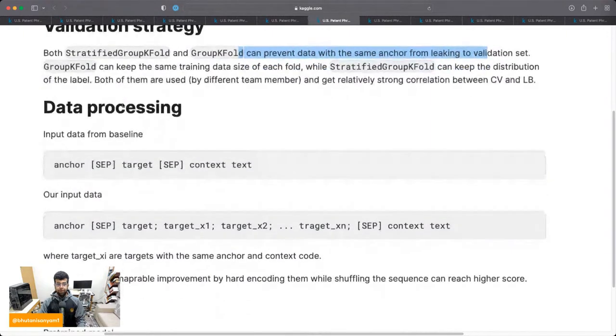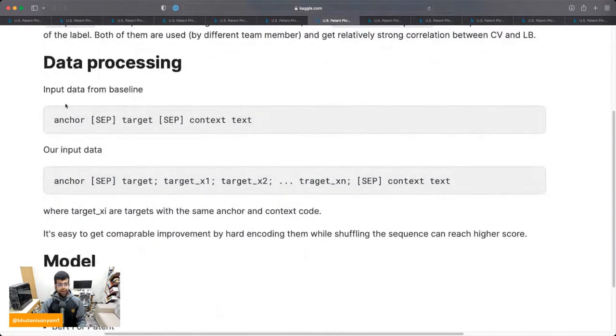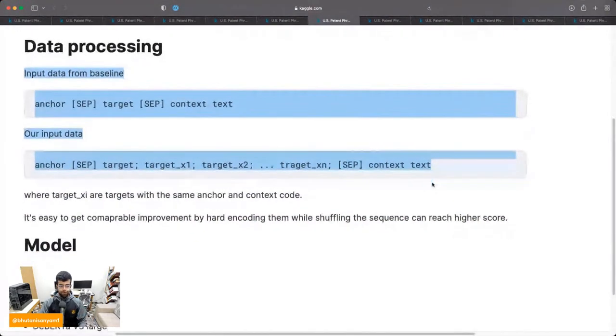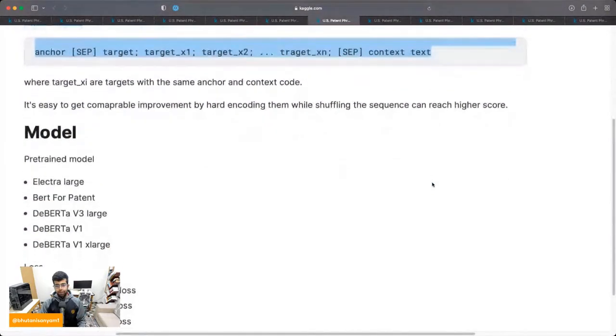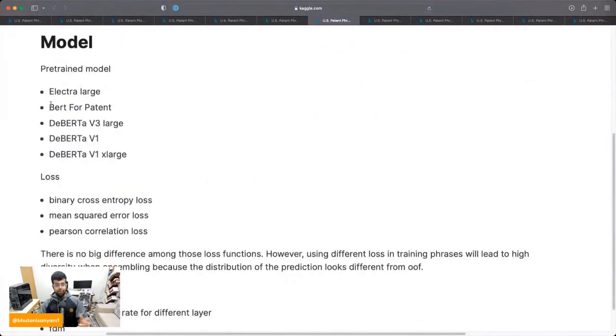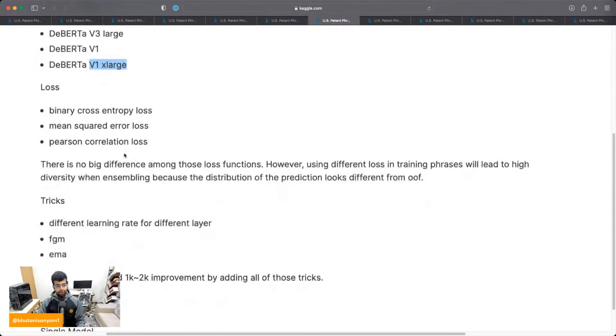And they also spoke about how they had set that up. Here's an example of how they used the magic trick. We've already gone through this. They talk about the models. So this team also used BERT for patents, Electra large, and three Deberta models. The curious thing for me was they used Deberta V1 and V1 XL. For loss, they used a binary cross entropy loss, mean squared error loss, and Pearson correlation loss.